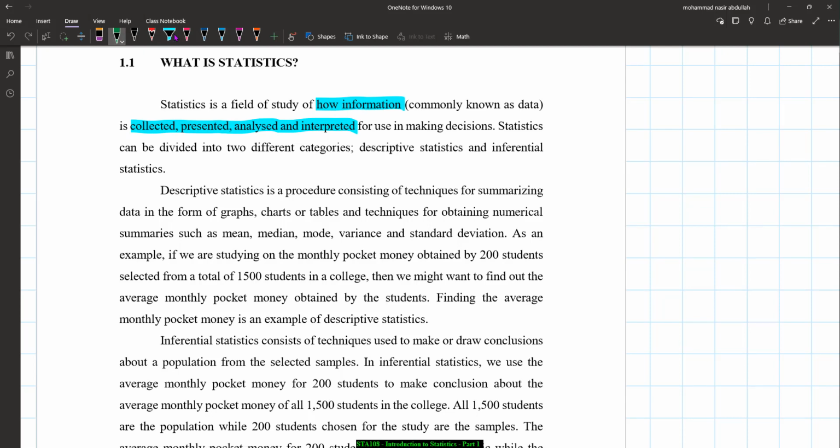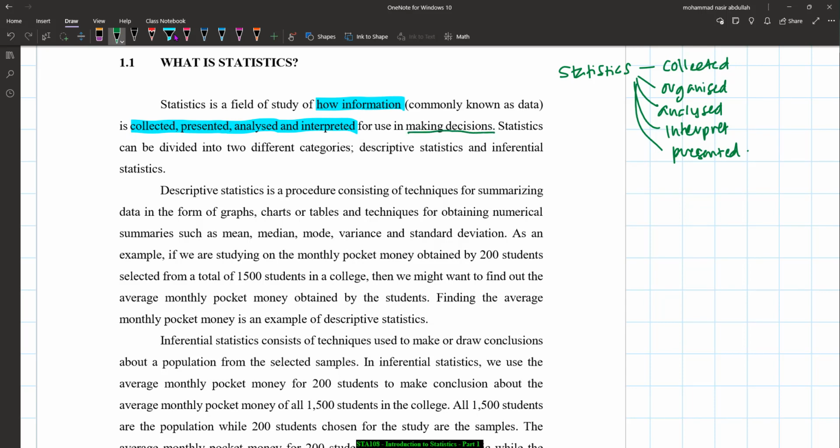Dia ada beberapa lah. The definition of statistics is how information is being collected, organized, right? And then analyzed, interpreted, and last is presented. Right? For decision making lah, to make a decision. That is the definition of statistics.